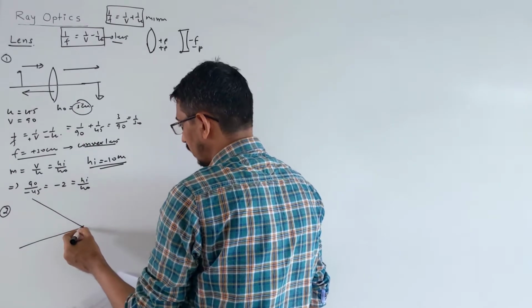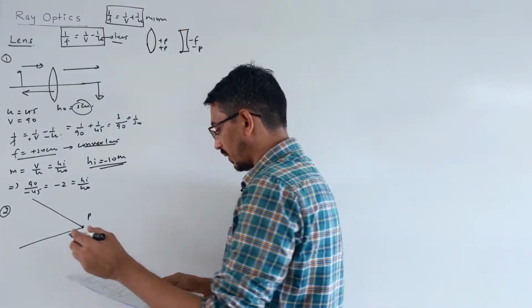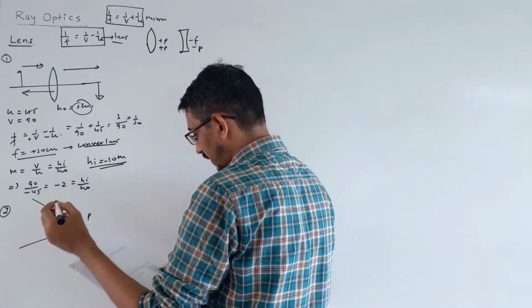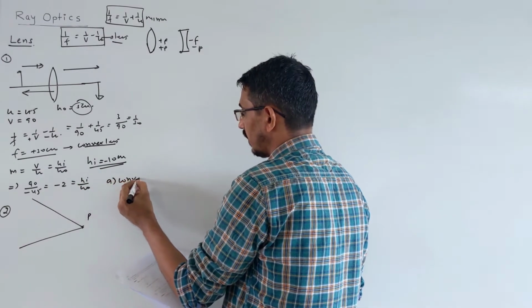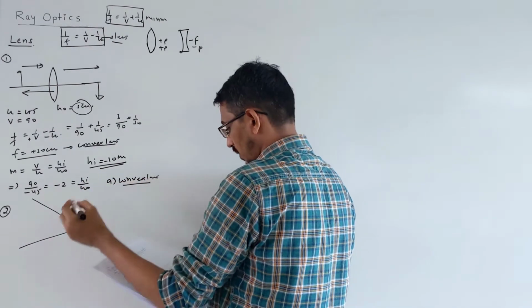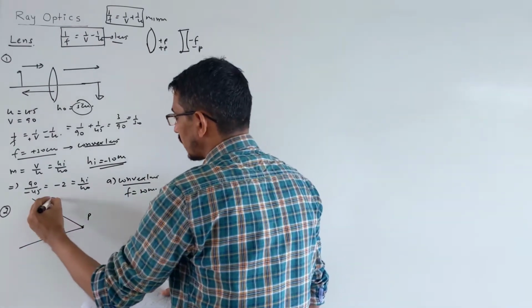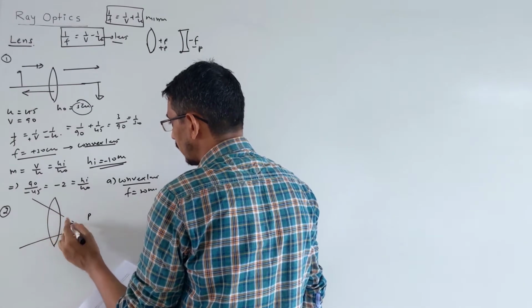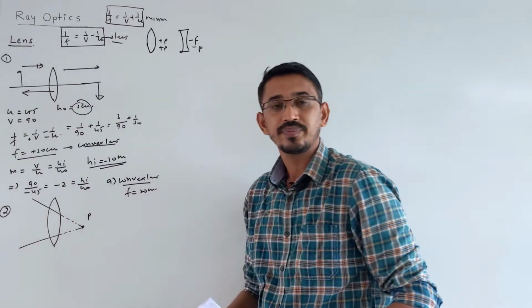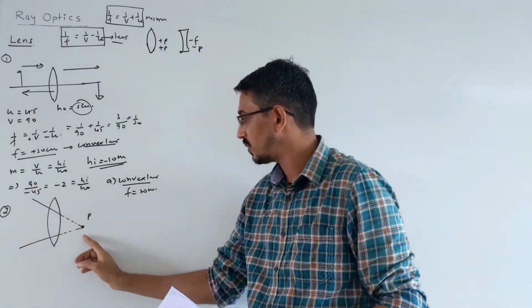Converging means what? This is a point, suppose P. The picture is also given actually. Let me draw a picture. So in the first case, what did they say? The convex lens was placed, and the focal length was given as 20 centimeter. So the convex lens is placed like here, and before you put this lens, the light was converging at this point.